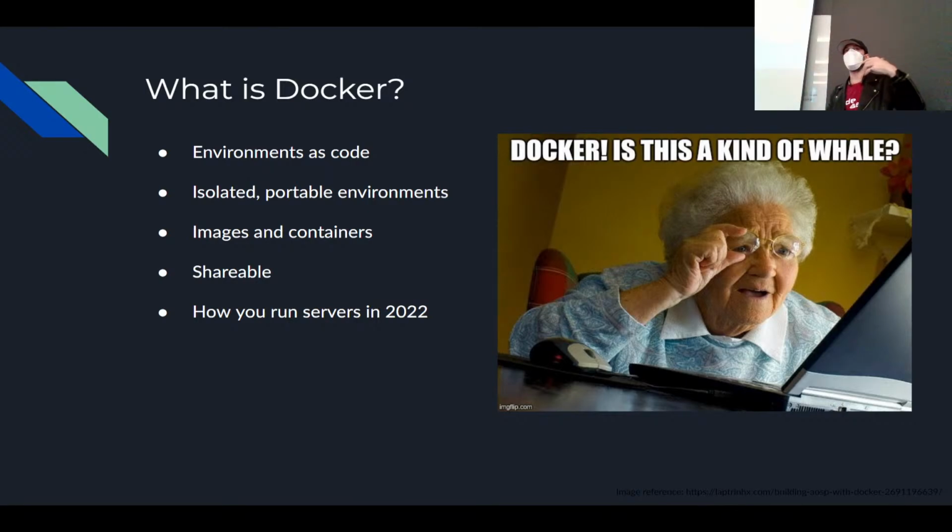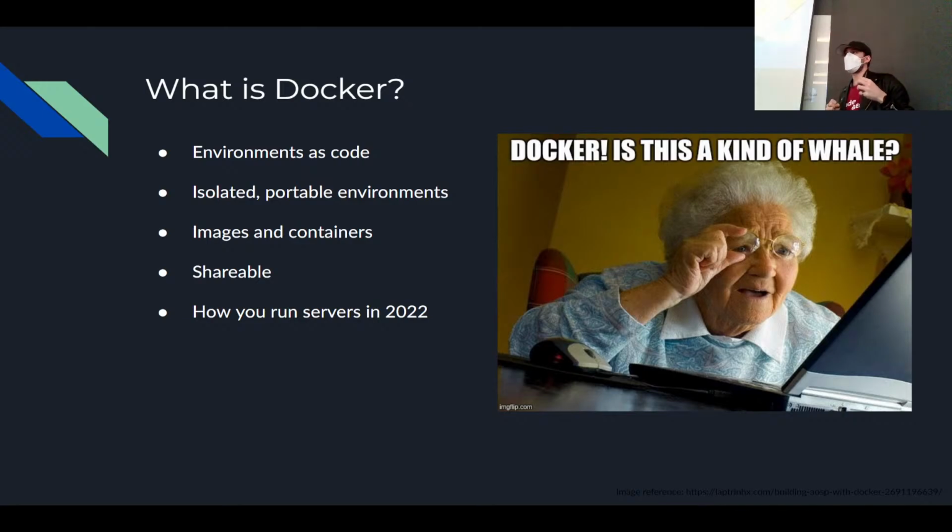A metaphor could be the image is like a blueprint saying this is how the building should be constructed, right? And then the container is the building constructed from that blueprint, okay? So you can make many buildings from the one image, and all those buildings will be exactly the same, because they're all from the same blueprint. So if you make a bunch of containers from the same image, each of those containers will be the same, based on that image. Okay?